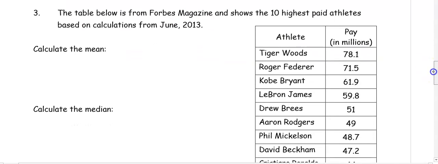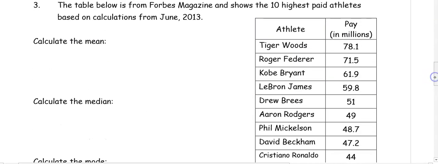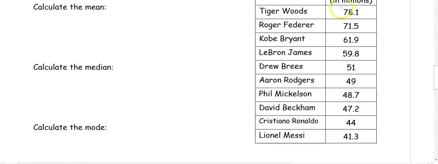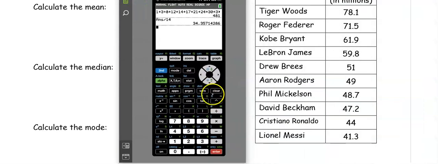So now let's look at the mean, median, mode looking at a table. In this table, we have the Forbes magazine and it shows the 10 highest paid athletes based on calculations from June 2013. So we have 10 athletes and how much money they make in millions. The nice thing about this table is that it goes from highest to lowest, so it's already in order for us. So to calculate our mean, we are going to add all of those numbers together.